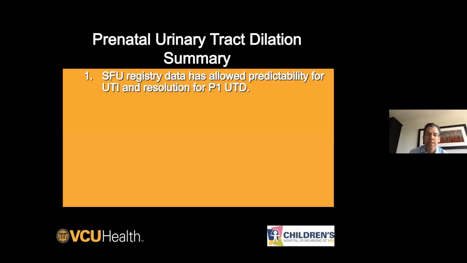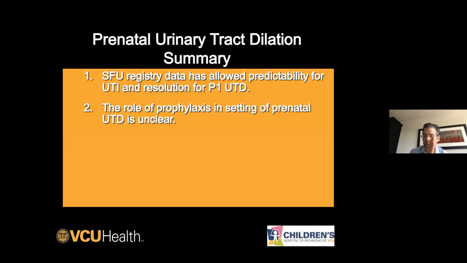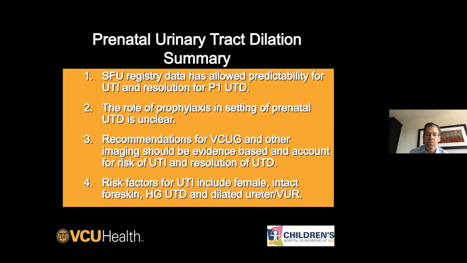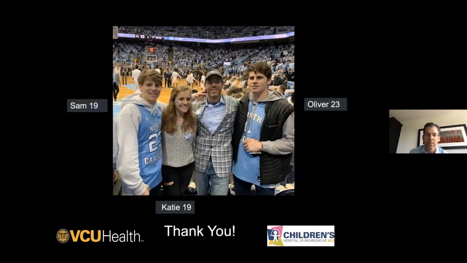So in summary, the registry has allowed us to predictively identify those patients that will resolve or have infections with P1. The role of prophylaxis is still unclear for some patients with UTD, mainly those P2 and P3 classification. Recommendations for VCUG and other imaging should be evidence-based and based on the risk of UTI as opposed to the other risk. And risk factors for UTI include female gender, intact foreskin, high-grade kidney dilation, and based on more recent data, appears to be dilated ureter reflux.